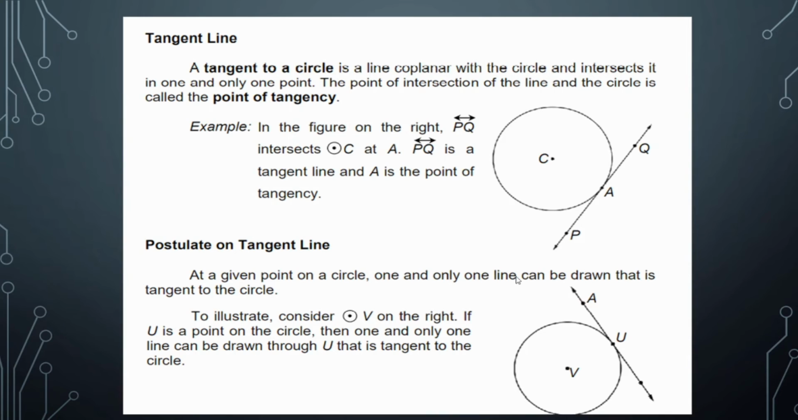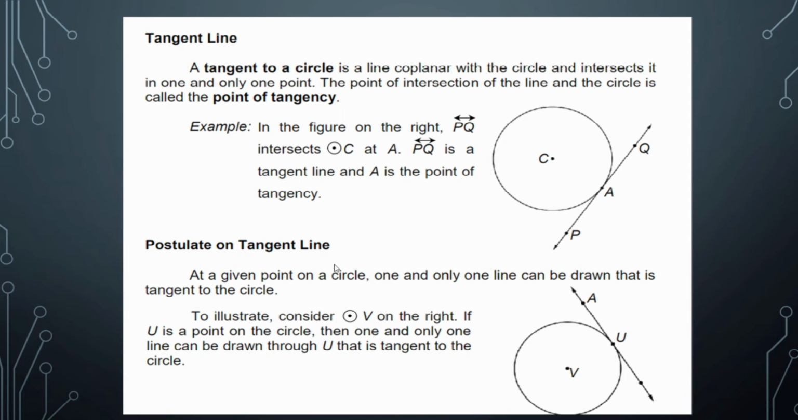Now, let's have the tangent line. A tangent line to a circle is a line coplanar with the circle that intersects it in only one point. The point of intersection is said to be the point of tangency. So, line PQ intersects circle C at point A. Therefore, point A is said to be the point of tangency.